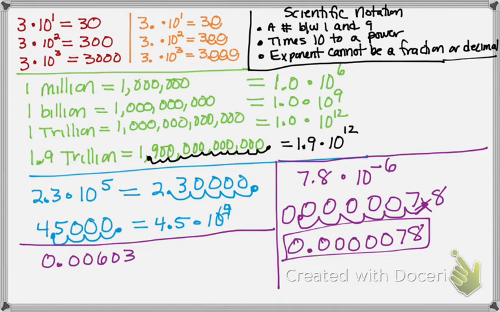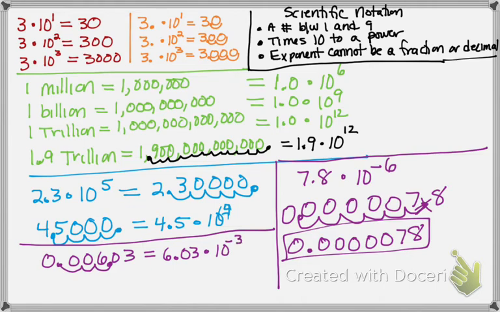So I have to move the decimal to the right this time because I have to make the number a number between 1 and 9. So I need to move it until the first number that's not a 0. So I'm going to move it 1, 2, 3 times. So it equals 6.03 times 10 to the negative 3.